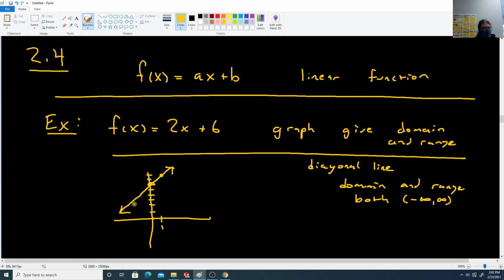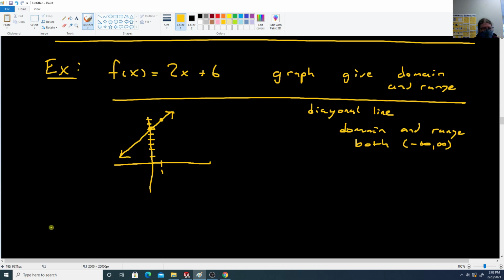And we can see that the line extends forever to the left and forever to the right, so it does hit all real numbers. And for the range, it extends forever downwards and forever upwards, so it hits all y possibilities. So its domain and range are both all real numbers.